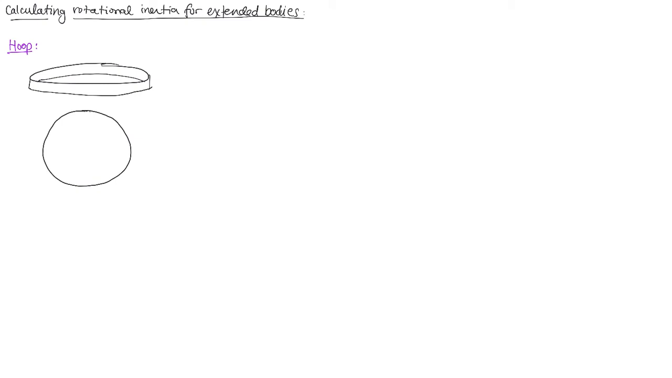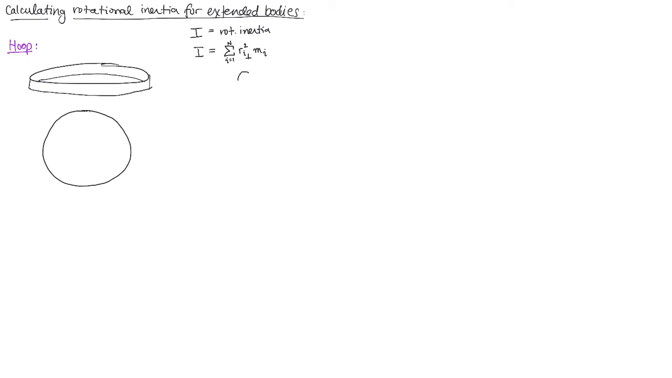Let's recall the definition for point particles of the rotational inertia. So we called I the rotational inertia. And for a collection of point particles, we said that the rotational inertia was the perpendicular distance squared between the object and the rotation axis multiplied by the mass of that object, summed up over all particles.